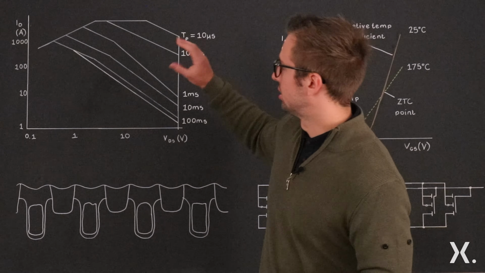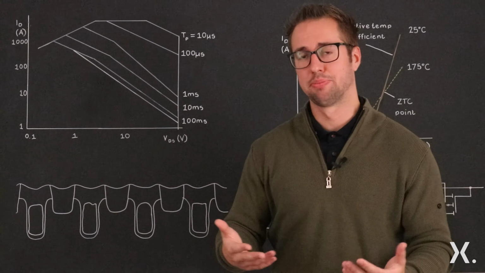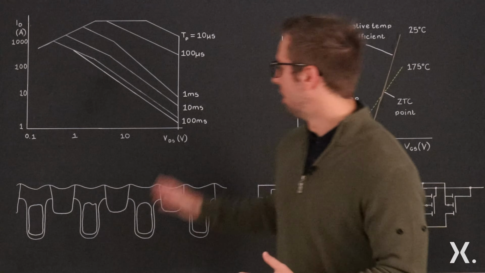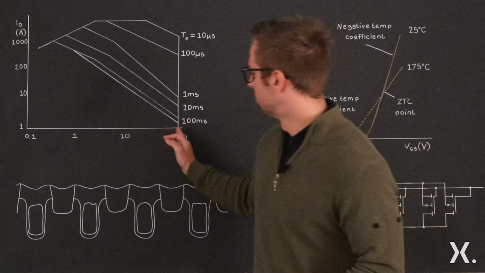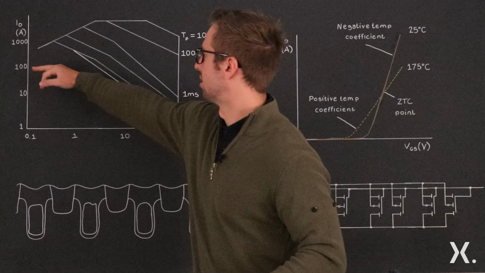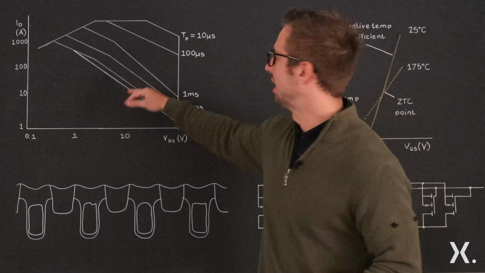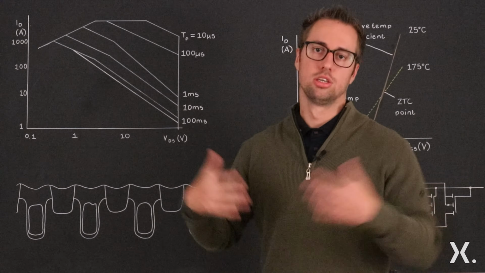Now we have the SOA graph here. From a design perspective, or when you actually use a MOSFET, that means that you can select your own drain source voltage, you select your drain current, and then depending on the pulse, as long as you're under these lines, you're safe.